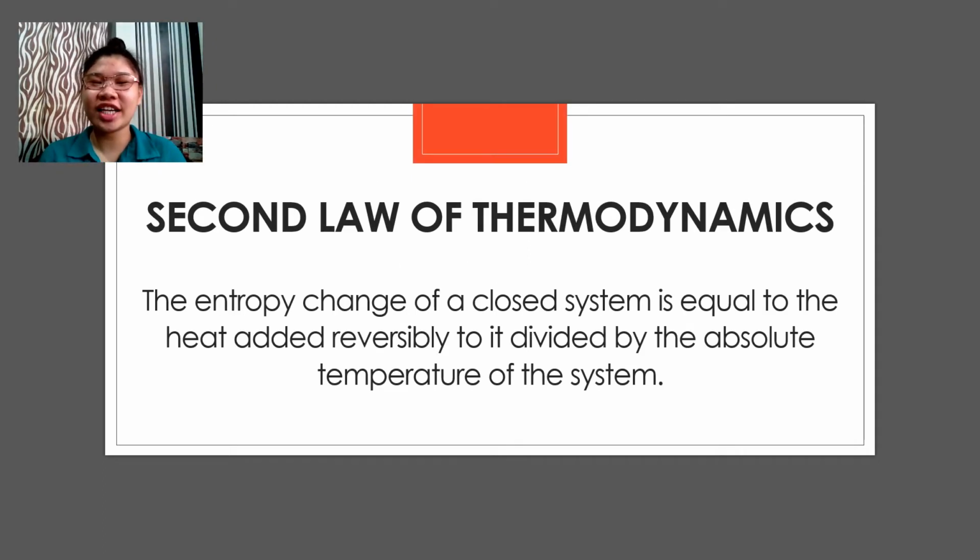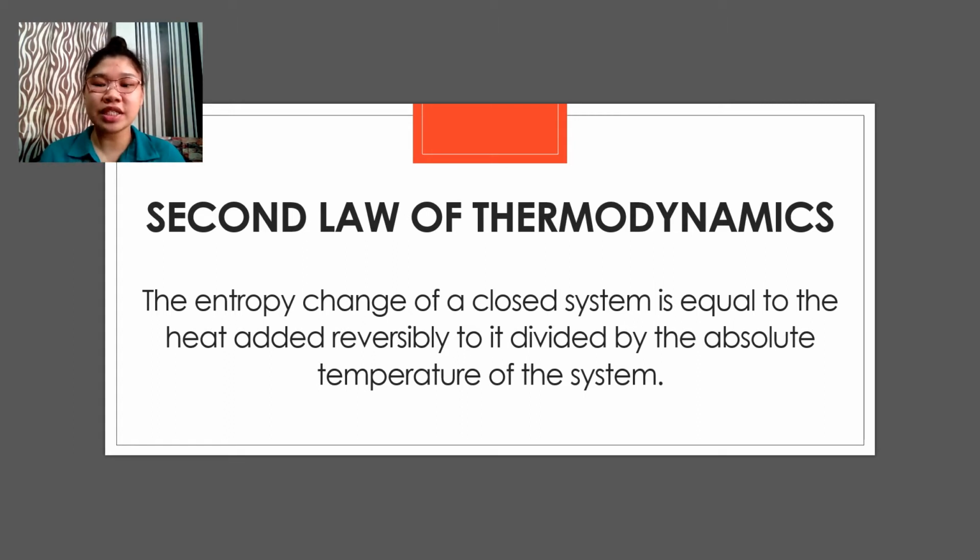Now we have here the second law of thermodynamics. In this law, it introduces a new property called entropy, usually denoted by capital letter S, which is an extensive property of a system. As I already mentioned, the formula for entropy in the overview of thermodynamics video is Q over T, so heat over temperature.